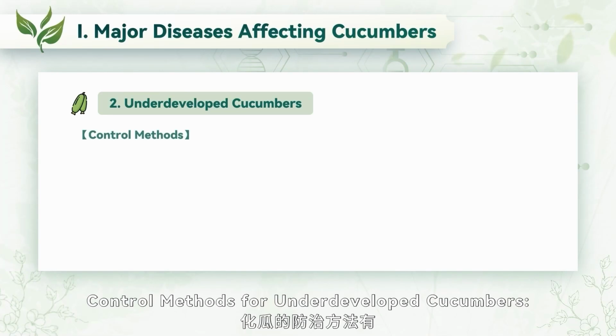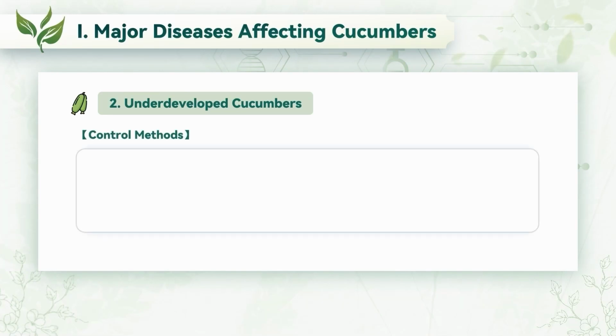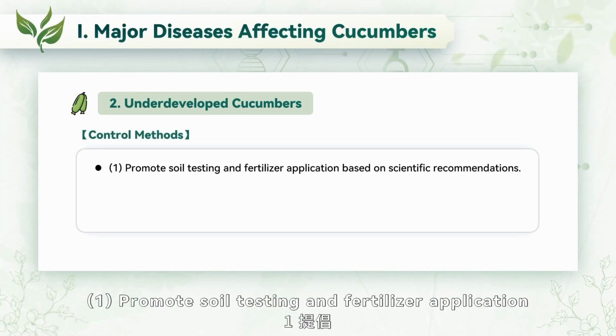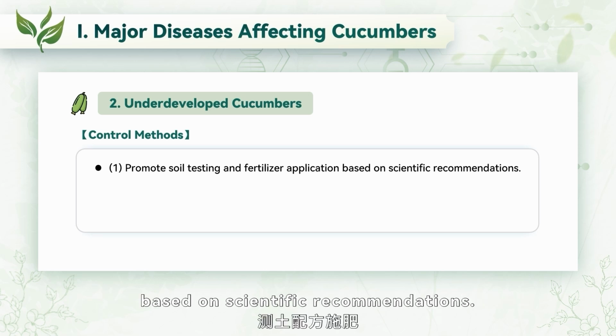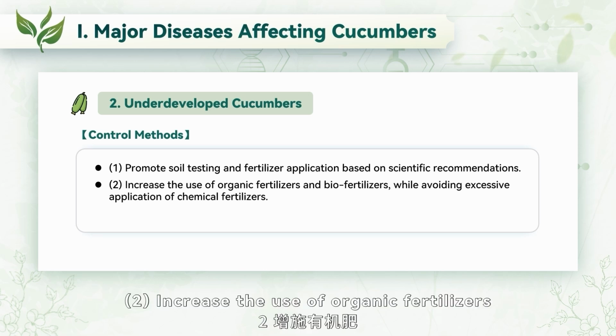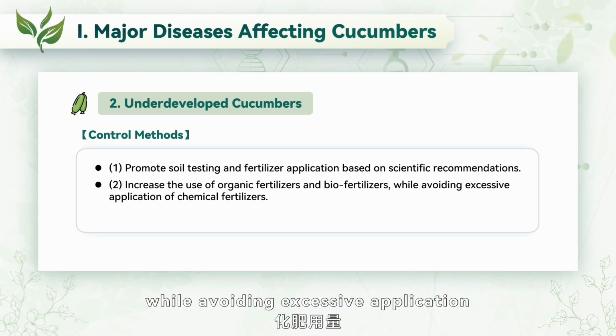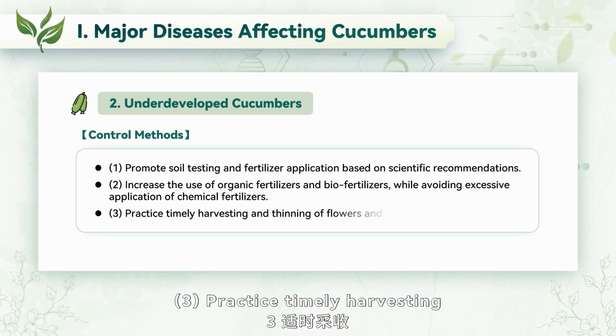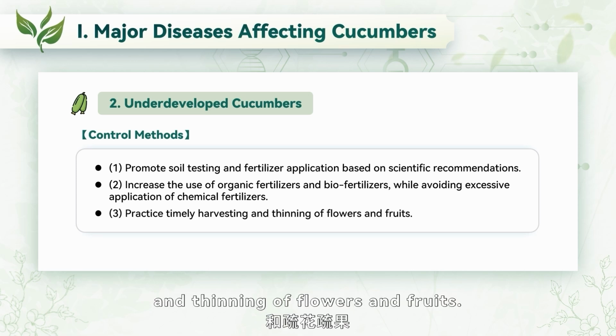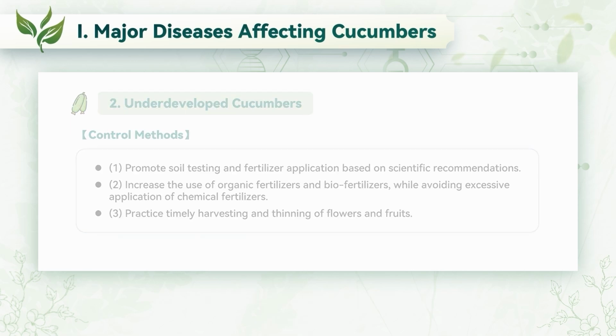Control methods for underdeveloped cucumbers. 1. Promote soil testing and fertilizer application based on scientific recommendations. 2. Increase the use of organic fertilizers and biofertilizers while avoiding excessive application of chemical fertilizers. 3. Practice timely harvesting and thinning of flowers and fruits.